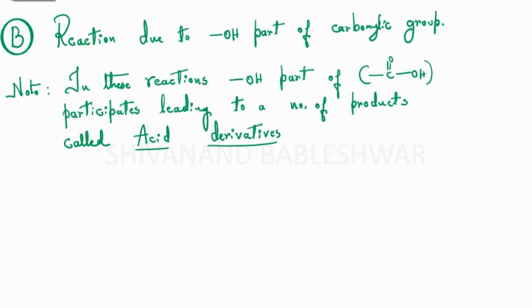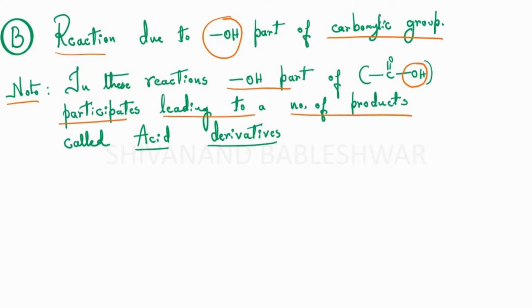Now we are having the B, okay, A, that is because of the hydrogen atom of the carboxylic group. Now we are going to learn the B part, that is a reaction due to the OH part of a carboxylic group, right? And one has to remember a very important note here, and that is in these reactions the OH part of this carboxylic group is going to participate in a lot of reactions, and it will be leading to a number of products which are simply called as acid derivatives.